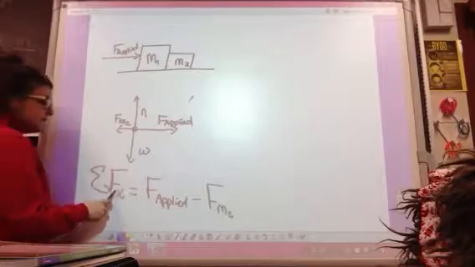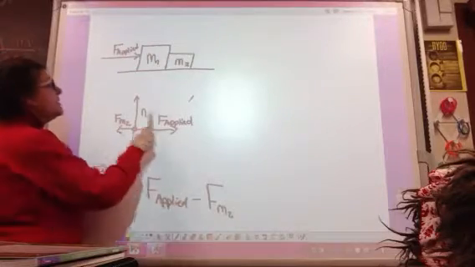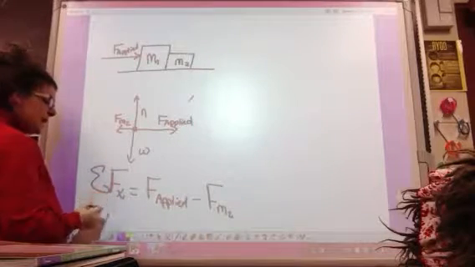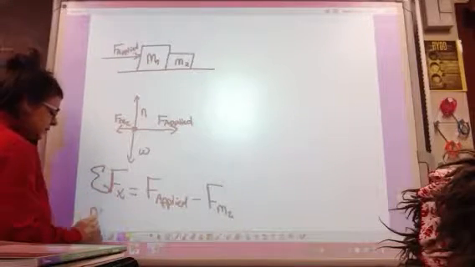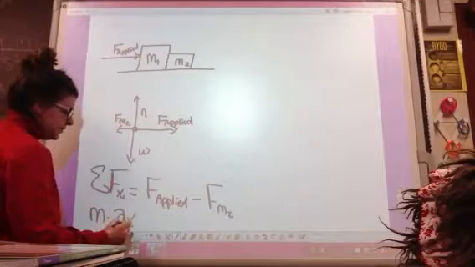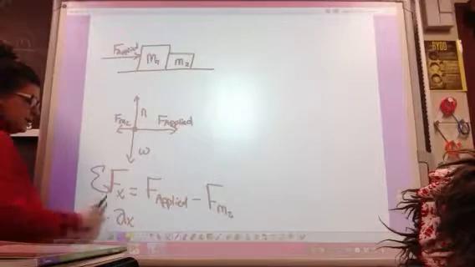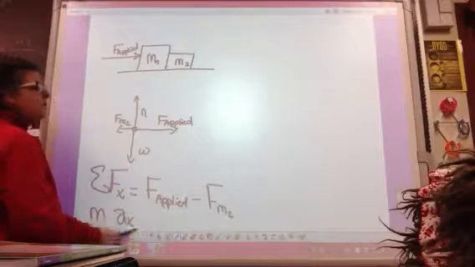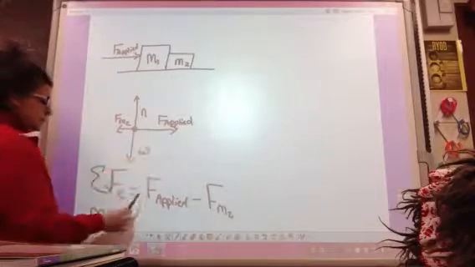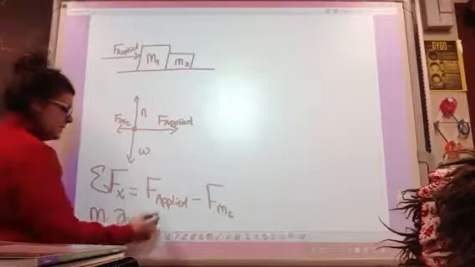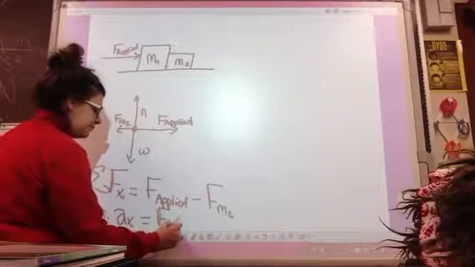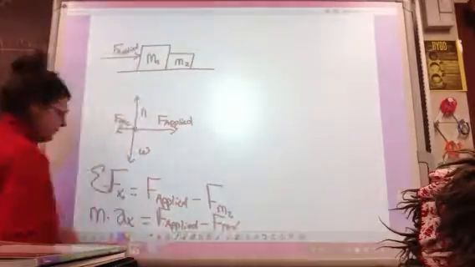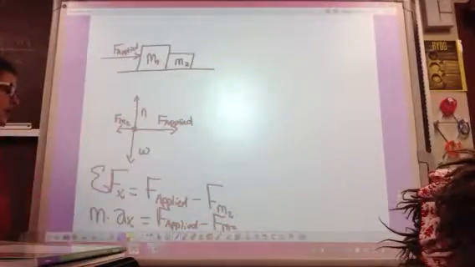And since this isn't equal to 0 because we're accelerating it, we're moving these two blocks, I know that this can't equal 0. Instead it's going to equal mass times acceleration in the x direction, right? Because the net force is just equal to mass times acceleration. And it's specifically in the x direction since that's the direction that it would be moving in. And then that equals the applied force minus the force that the second mass is pushing on M1.